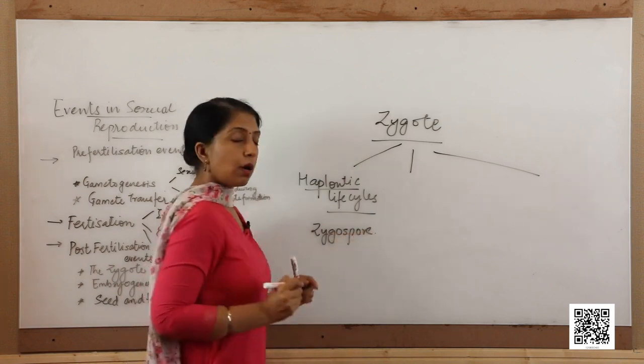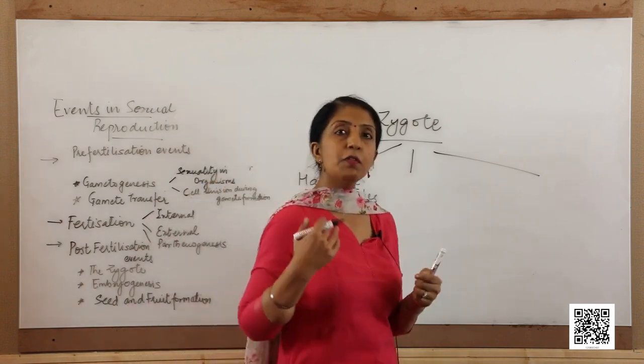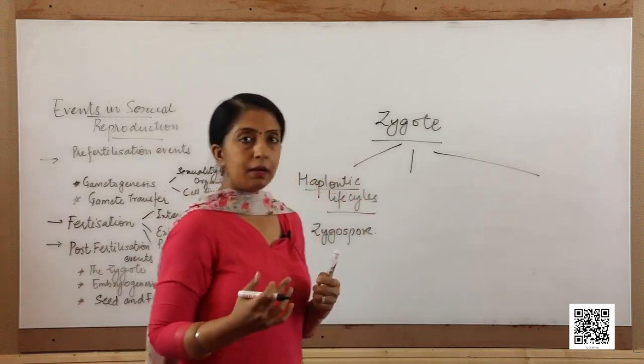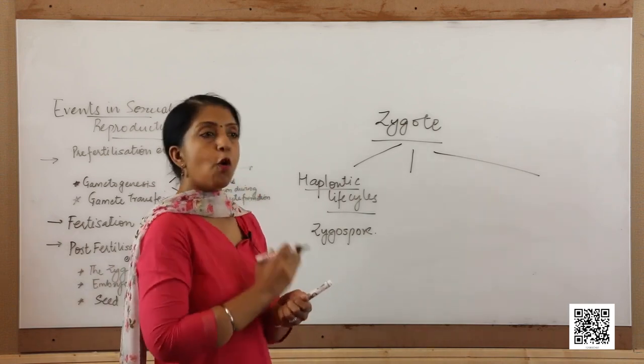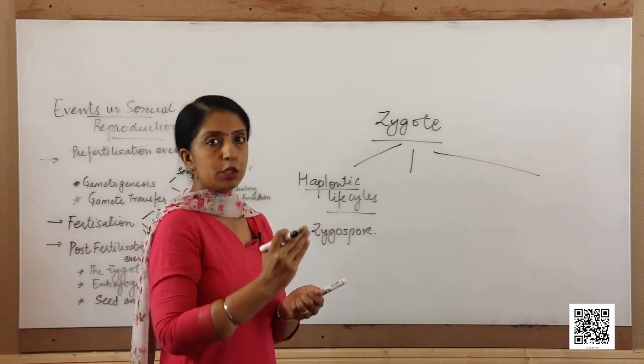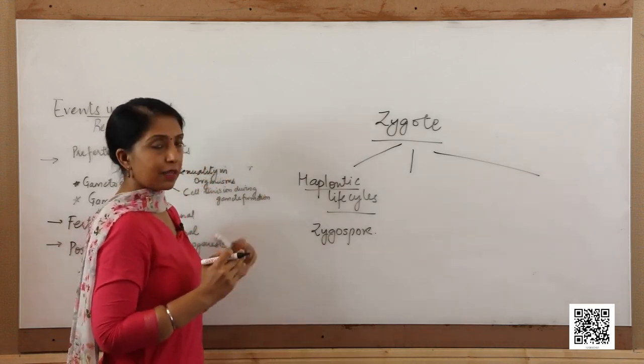The zygospore undergoes a resting period, and in the next season or when favorable conditions are there, the zygospore undergoes meiosis and forms the haploid individuals. So, this is called the haplontic life cycle.